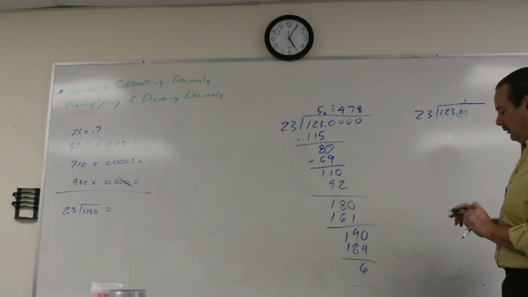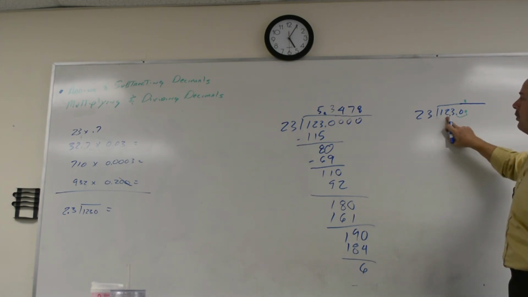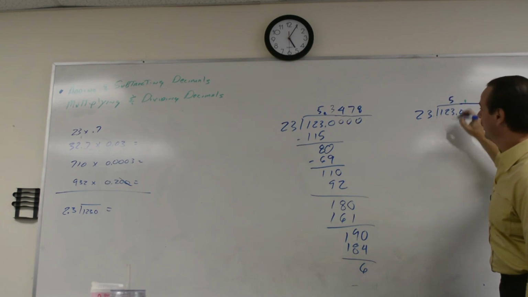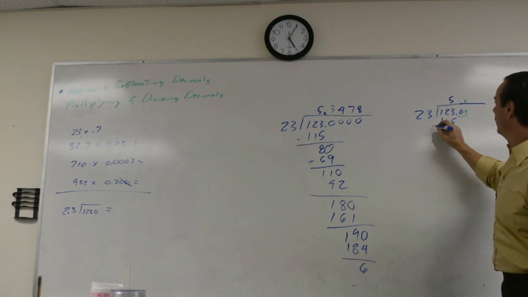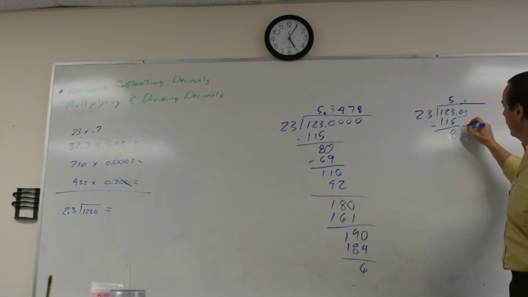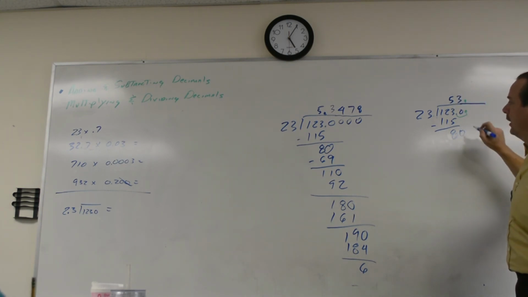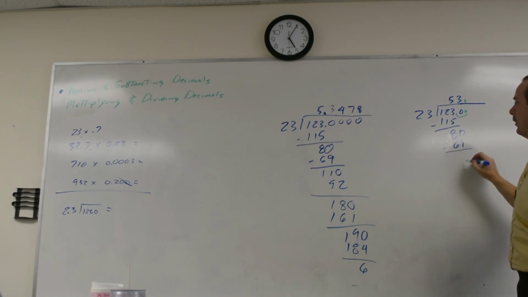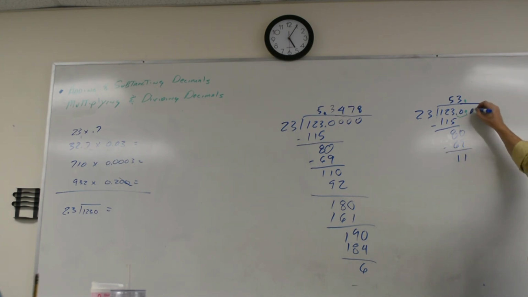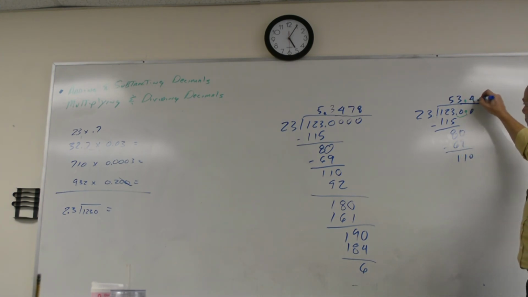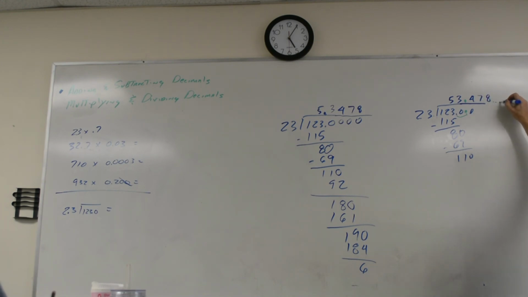All right, so 23 doesn't go into 1, 23 doesn't go into 12. 23 goes into 123 how many times? 5. So we put the 5 directly over the 3. This is going to be 115. We're going to subtract it away. We're going to get 8. We're going to drop down a 0. We're going to get 80. How many times? So we put a 3 here. We're going to get a 69 here. We're going to get 11 here. We're going to add another 0. We're going to drop it down. We got 110. And that's going to go after the decimal point. Now it's going to be what? 4, 7, 8.